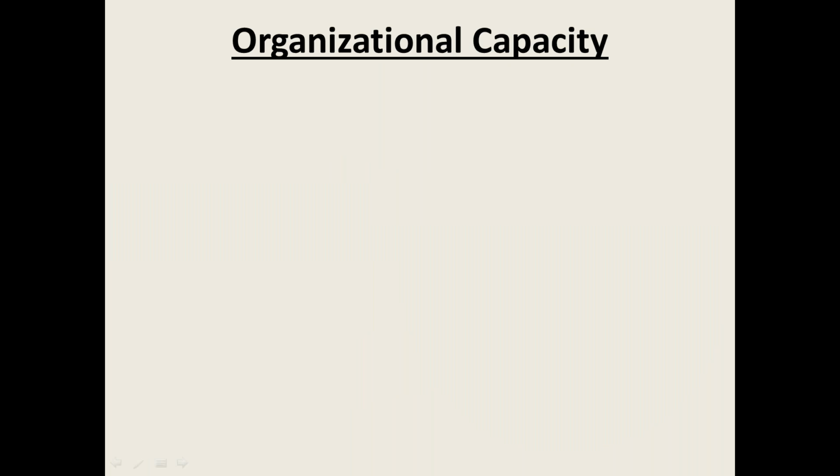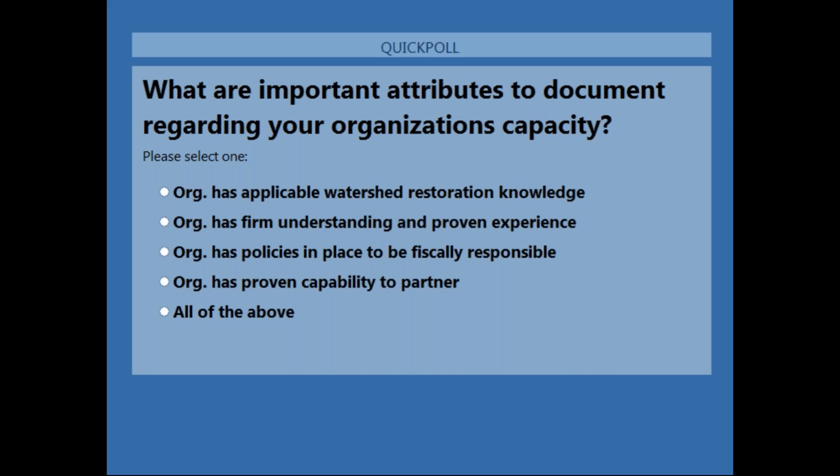So the first one is organizational capacity, and actually, before I move further, I have our poll question here. If we could bring that up, Sean. Thanks. So when thinking about organizational capacity, what are important attributes to document regarding your organization's capacity? Okay, it looks like most people have voted now. Ready to close it? Let's do it.